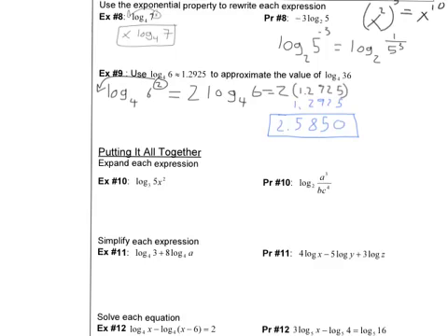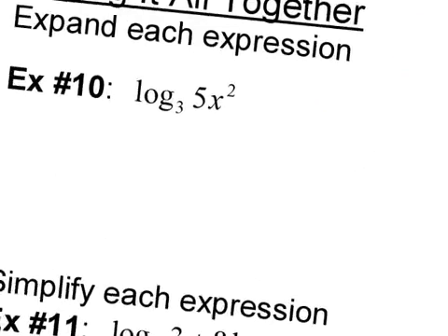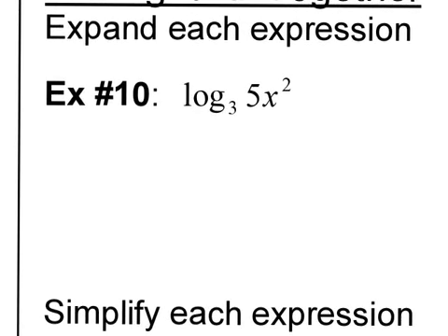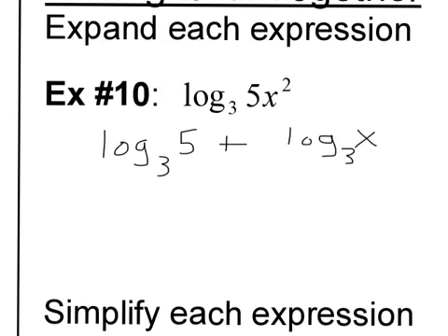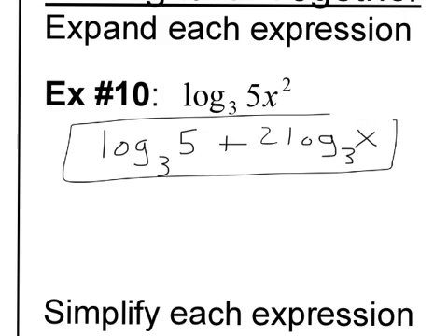Now let's put it all together here. We got a few little things we got to try here. What if we were going to expand this guy? Log base 3 of 5x squared. Well, first, the square is only going to the x, so don't move it out front yet. But we could go like this. Log base 3 of 5 plus log base 3 of x. And then, instead of putting the 2 here, we can move that out in front. So that's what that would look like expanded.